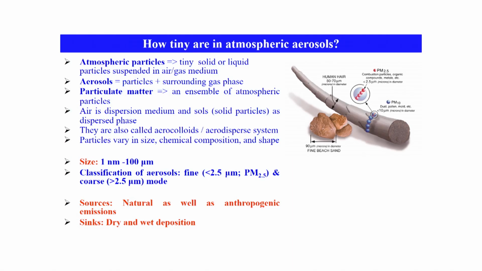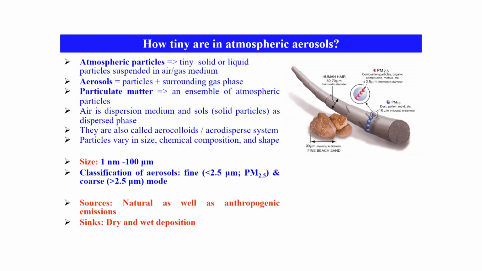If you talk about the system, atmospheric aerosols consist of two phases: the dispersion phase and the dispersed phase. But when we say atmospheric particles, the dispersed phase is not considered, we only say particles. When we say aerosols, then particles and the surrounding gas medium are also considered. I mean, dispersion and dispersed phase both are considered here.